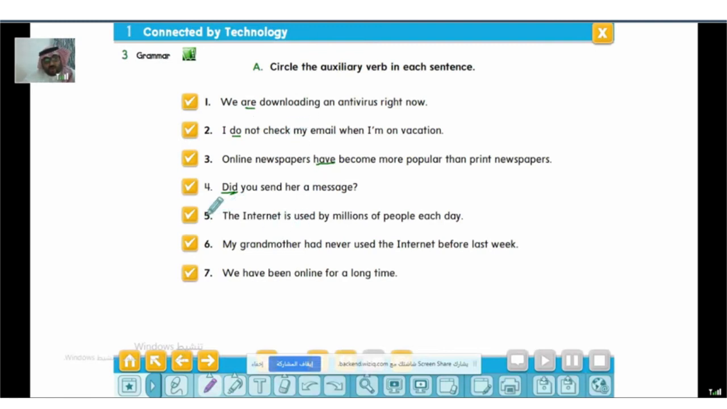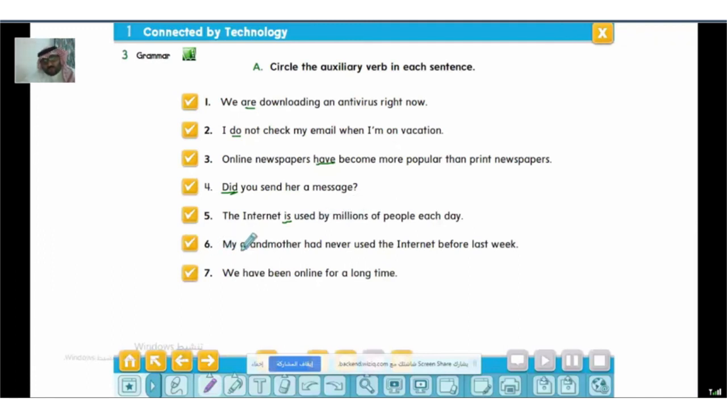Okay, sentence number 5. The internet is used by millions of people each day. Where is the auxiliary verb? The auxiliary verb is is. The sentence is a passive tense.